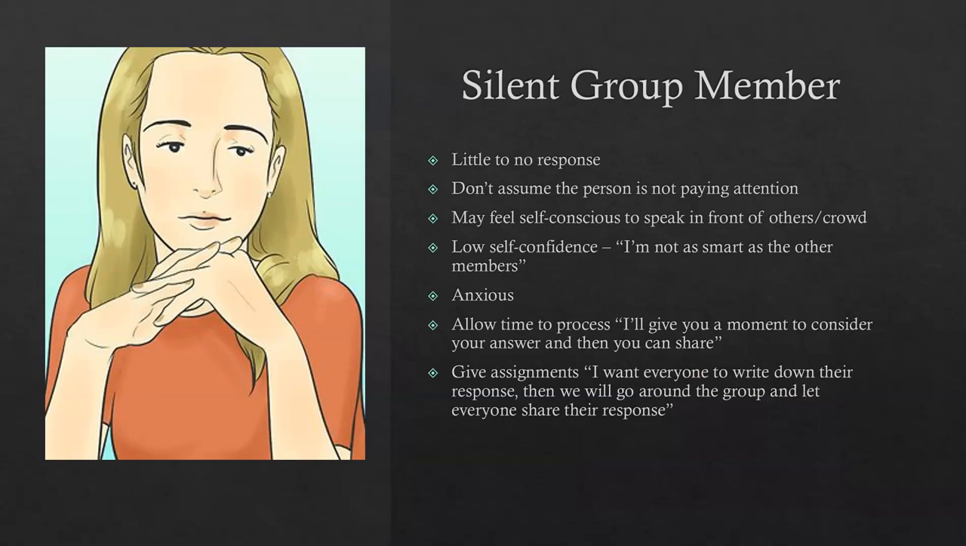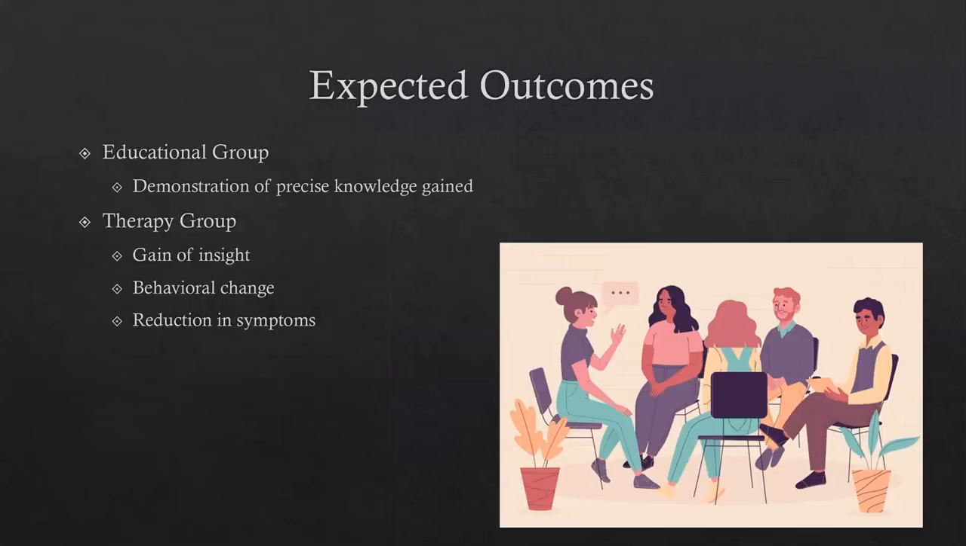The silent group member, little to no response. They might be scared. They might be self-conscious. They might be anxious. We need to give them a little bit more time to process. And we could ask them to write everything down. Hey, I want everyone to write down a few sentences about a time when this happened to you. We'll give you all 5 minutes, and then we'll go around and share. And give them the time to write down their sentence or two so that they're not as nervous when it comes to sharing.